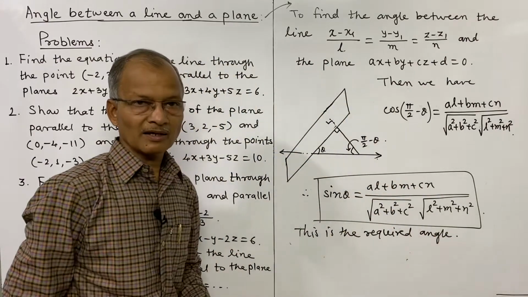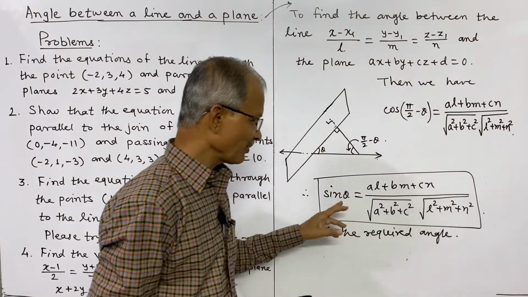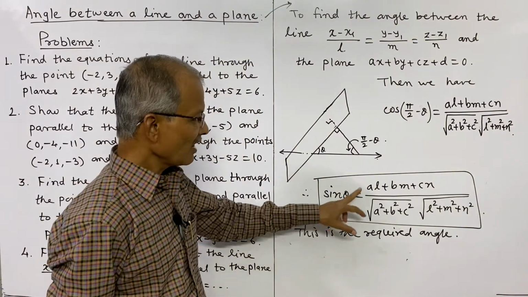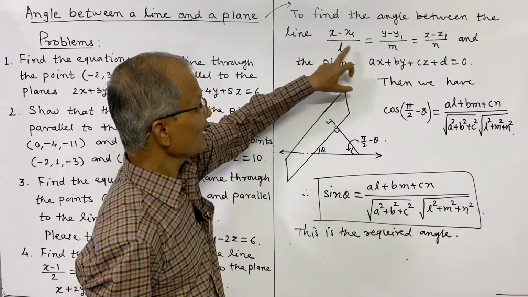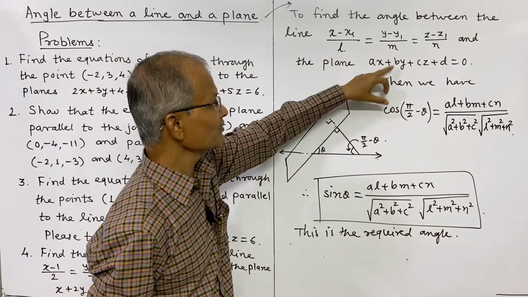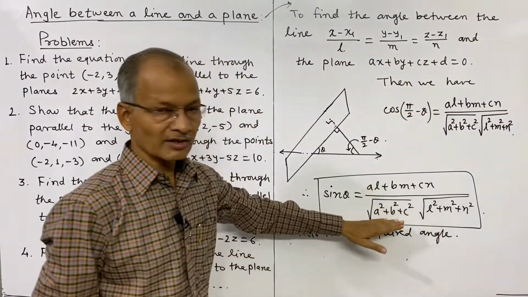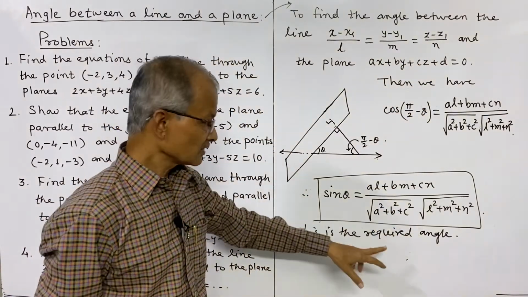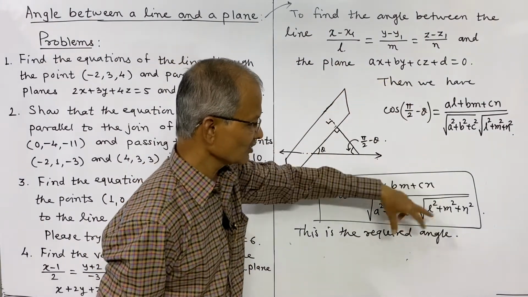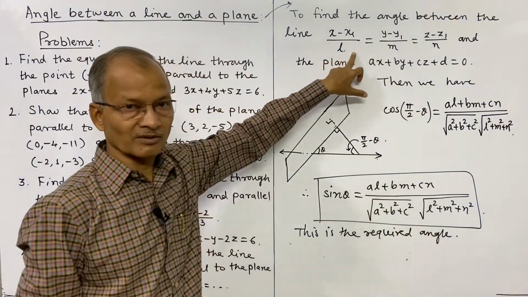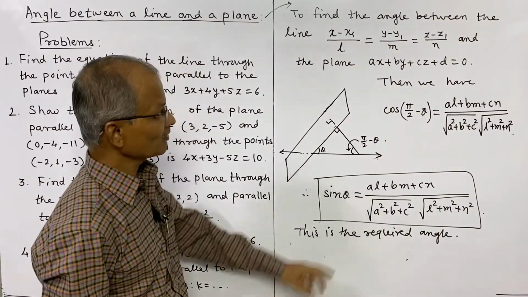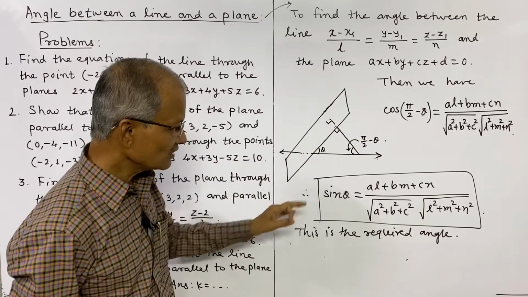Thus we obtain the formula which is easy to remember. In place of cos we have to write sine theta, and the numerator is the addition of the products, A into L plus B into M plus C into N. The denominator is the square root of the sum of squares of the DRs of the normal, it can be interchanged, and the sum of squares of the DRs of the line. So this is the formula.